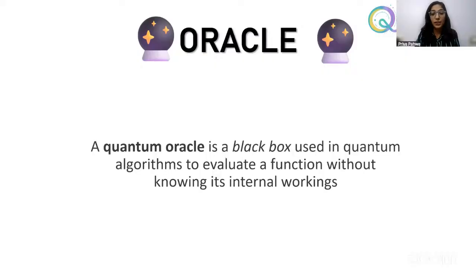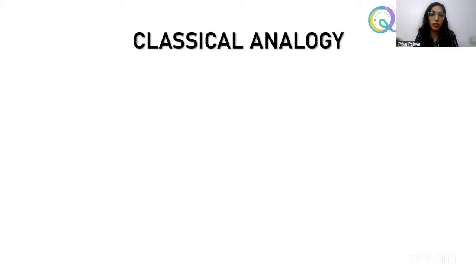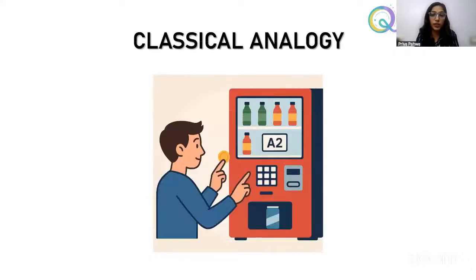Actually, it's a black box. It's used in quantum algorithms to evaluate a function without knowing what is happening inside. It's kind of like when you go to a vending machine, you put in the coin and you get the desired product. But do you ever care about what is happening inside that machine? No, right? We don't care what is happening. We just care about the result, and we walk away.